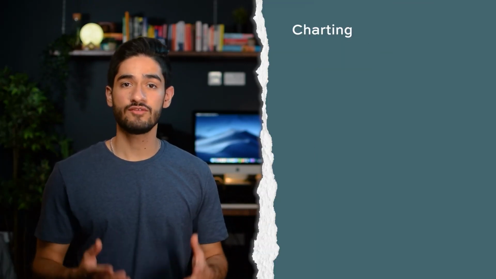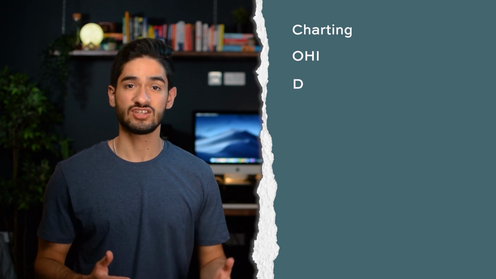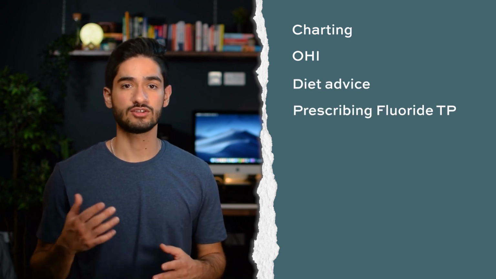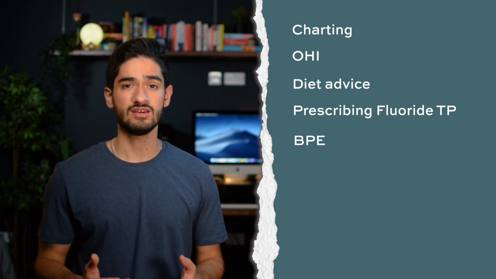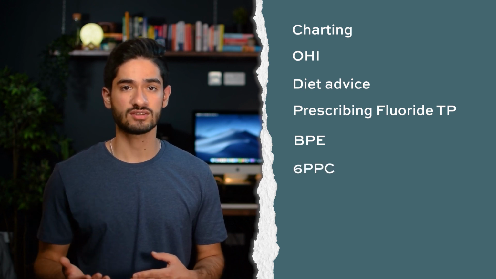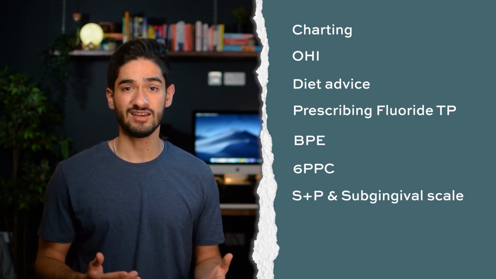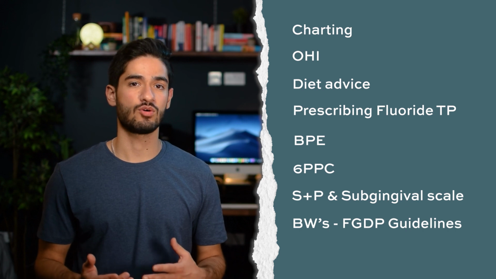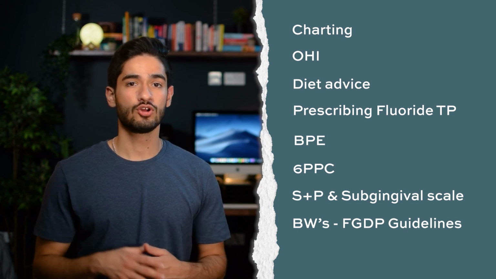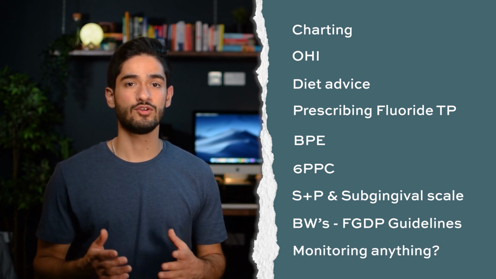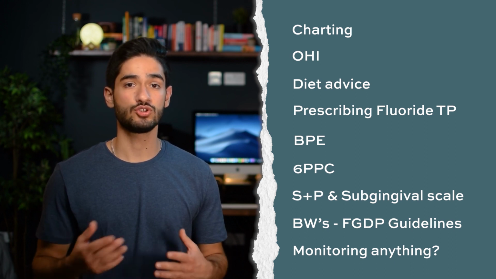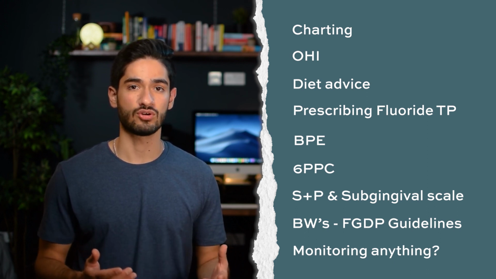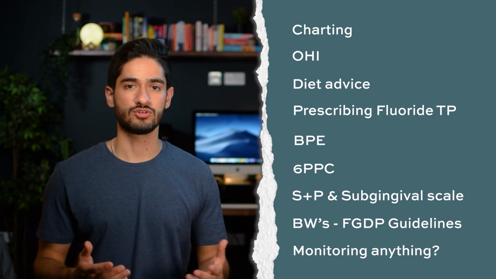In these appointments, you're looking at recharting, reinforcing oral hygiene instructions, giving diet advice, represcribing fluoride toothpaste, rechecking BPE, or redoing 6-point pocket charts, giving a scale and polish if they need it, and taking updated bite wings according to the FGDP guidelines. You'll also need to monitor anything else that you might have noted previously. For example, if there was a tooth where you were unsure if it has caries or not, you'll need to check that every appointment and document it.